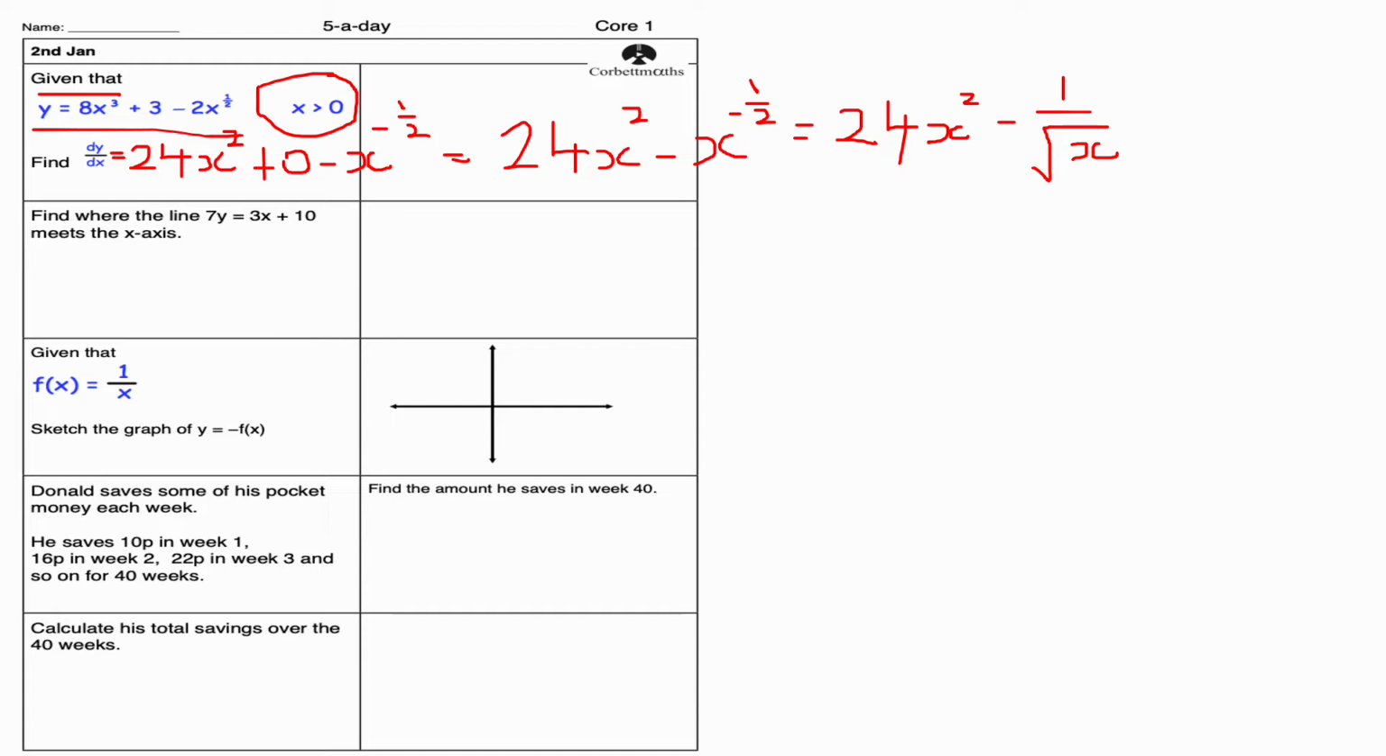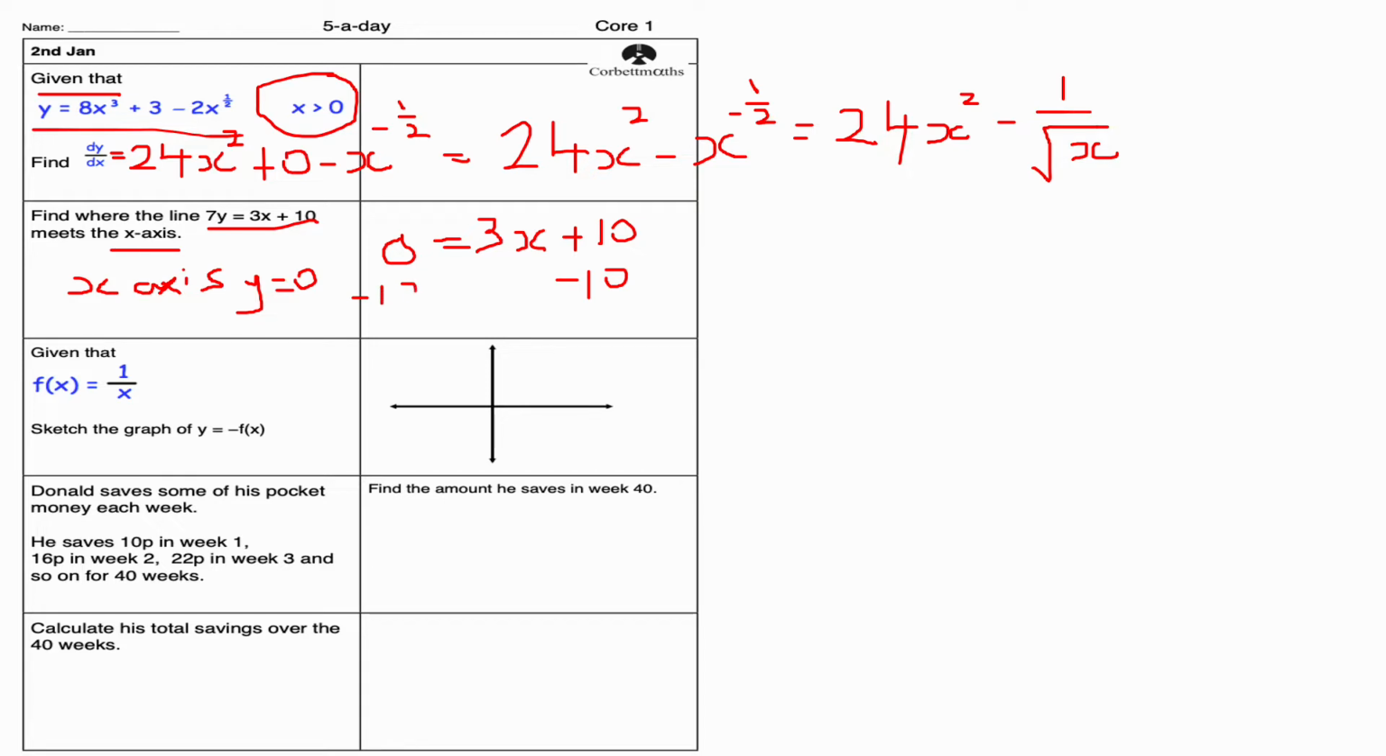Question number 2, find where the line 7y equals 3x plus 10 meets the x-axis. Well, the x-axis is when y is equal to 0. So the x-axis is just the line y equals 0. So I substitute y equals 0 into the equation of my line. 7 times 0 is 0, so 0 is equal to 3x plus 10. So I've now got a linear equation that I can solve, taking away 10 on both sides and then dividing by 3 gets you x on its own.